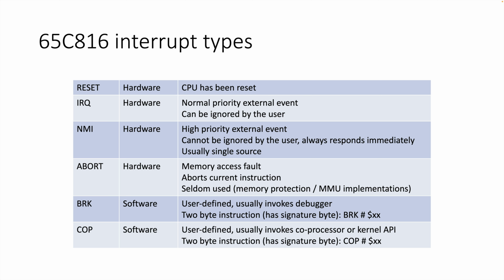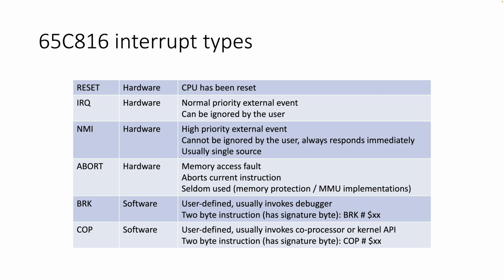The second one in the table is IRQ. That's a hardware interrupt, and that's going to be a normal priority external event. It's an interrupt that can be ignored by the user program, and you would typically use this one for all your hardware peripherals, your UART, your timers, etc.